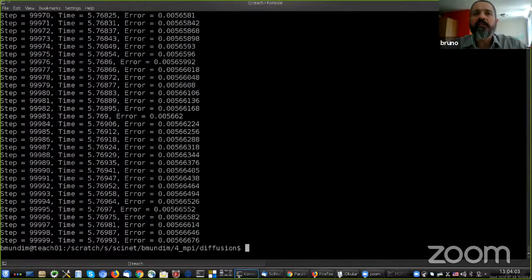New question here. Should we get the same error with MPI? My final error is different. Does it show I have some mistake as well? Yes, usually it should be the same order of magnitude, right? The last few digits being different is okay. But if it is not the same order of magnitude, then probably you have some error somewhere.